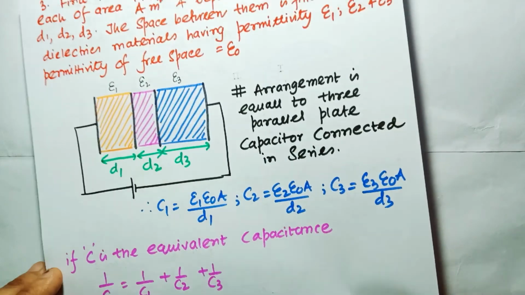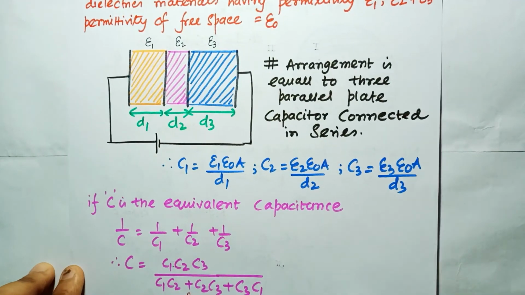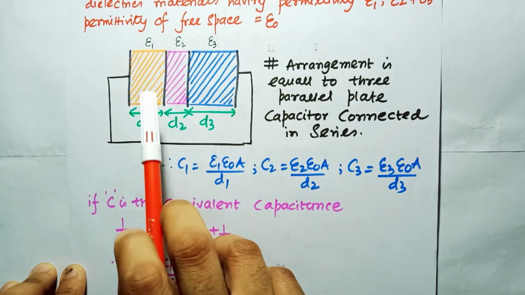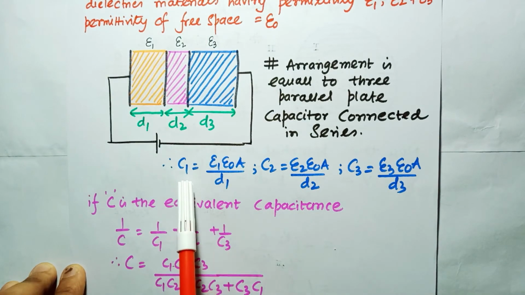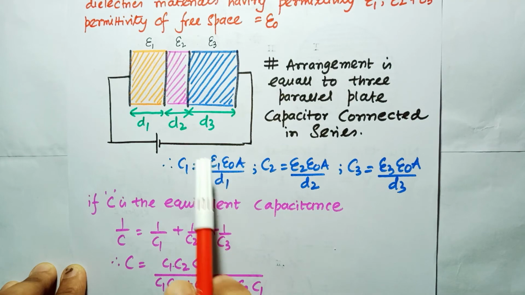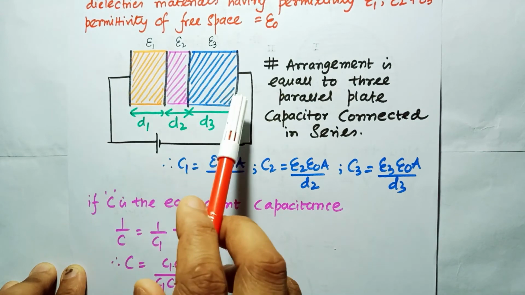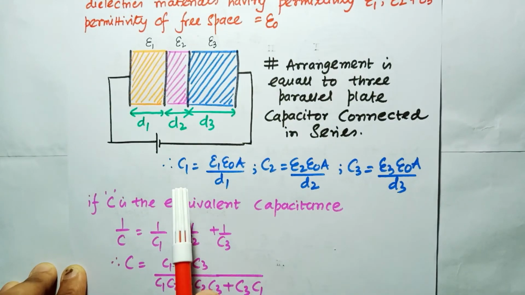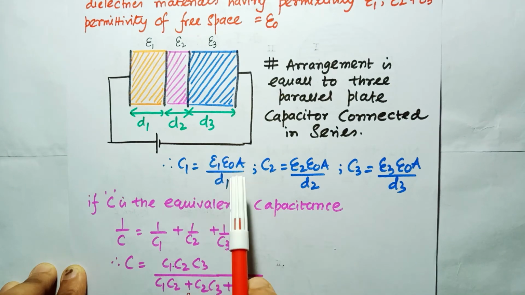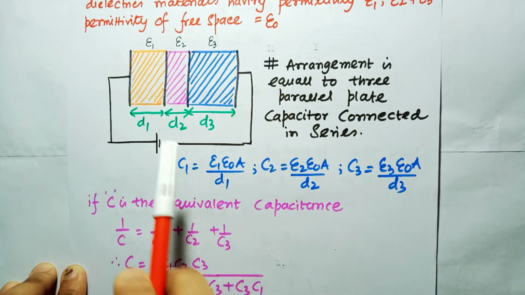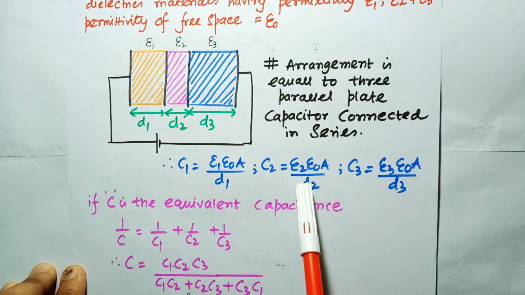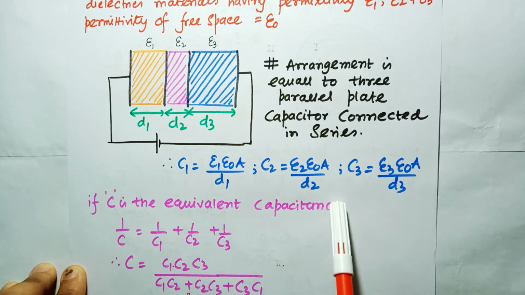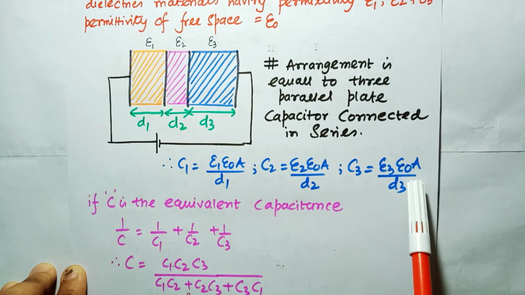So for number 1, we can write the capacitance C1. These are three parallel plate capacitors connected in series. So C1 is epsilon 1 epsilon naught A by D1, where D1 is the thickness. C2 is equal to epsilon 2 epsilon naught A by D2. Similarly, C3 will be epsilon 3 epsilon naught A by D3.